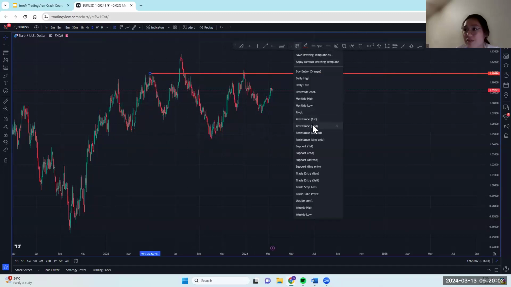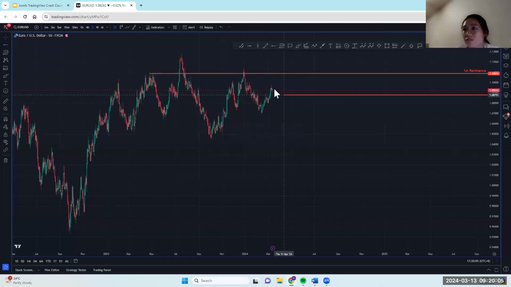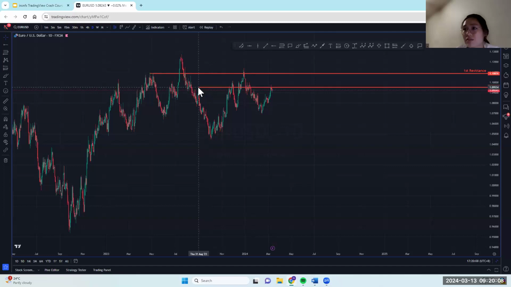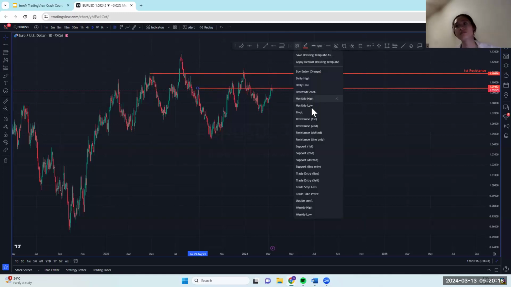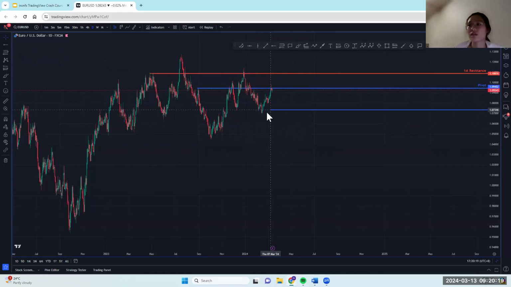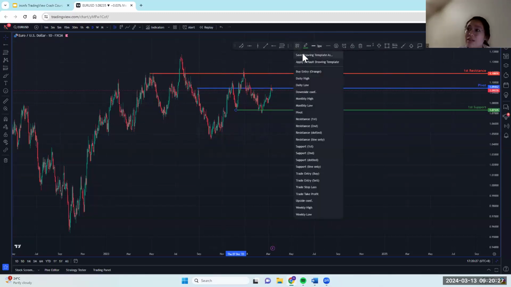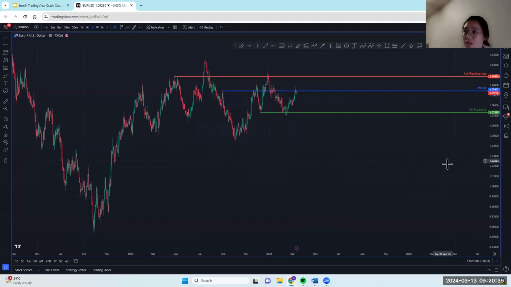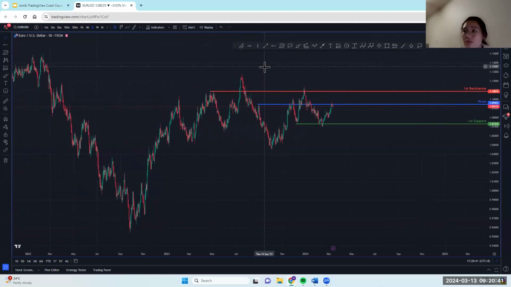Okay, so this is my first resistance. This level here will be my pivot. And lastly, my first support just here. Oh yes, so when you click on this template, you can actually apply some templates to your support and resistance levels when you're labeling them. Okay, and this is just in your toolbar as well.